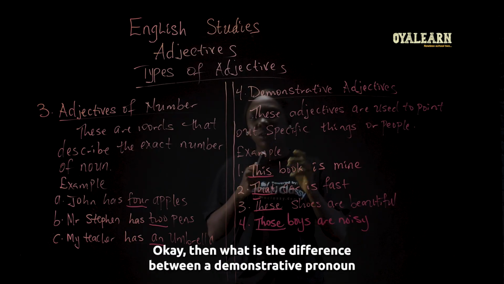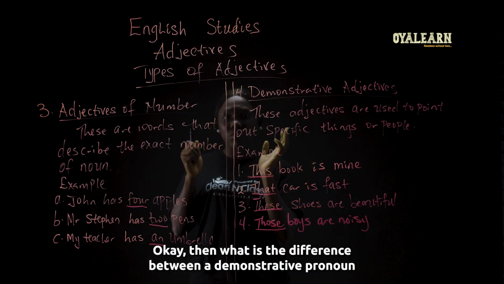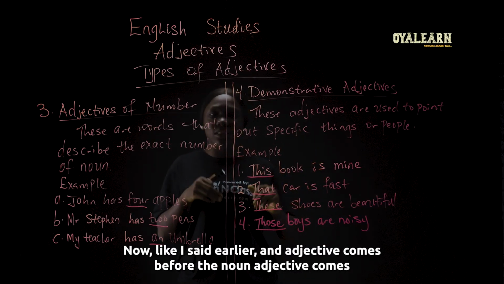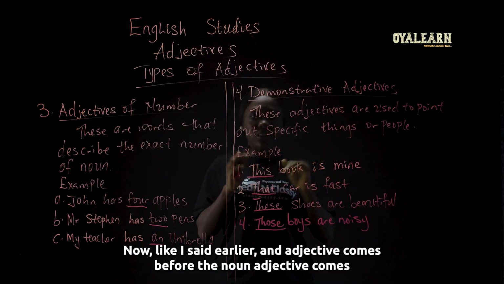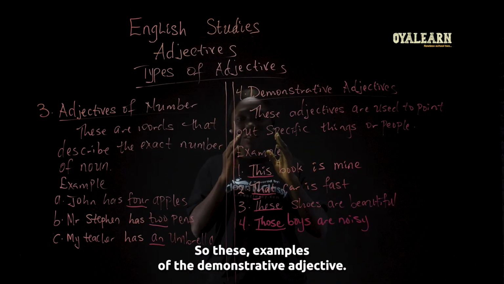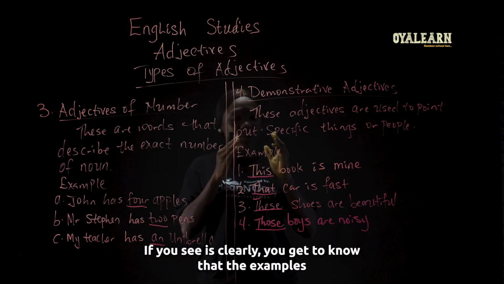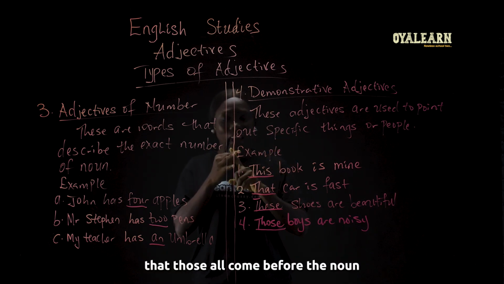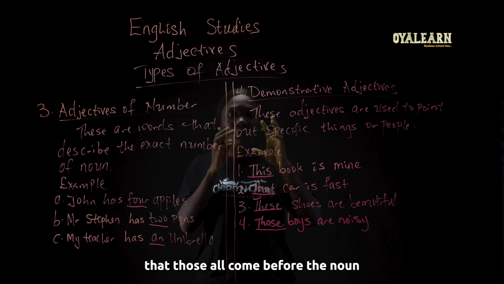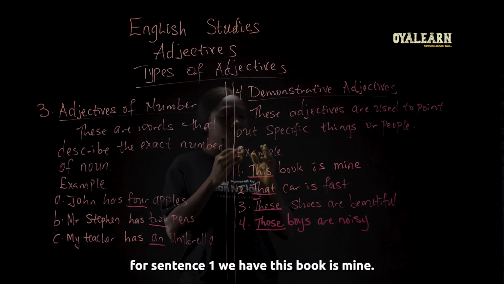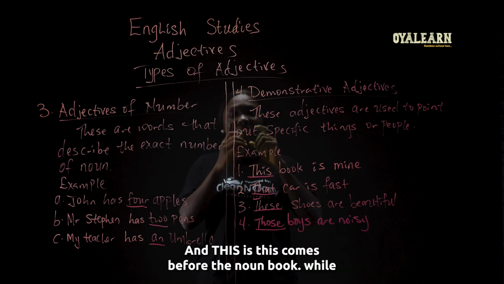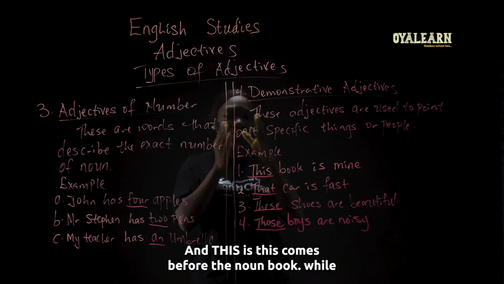Now, I'm sure you'll be wondering, okay, then what is the difference between a demonstrative pronoun and a demonstrative adjective? Like I said earlier, an adjective comes before the noun. If you look at these examples, this, that, those, all come before the noun. For sentence one, we have, this book is mine. The word book is the noun, and this comes before the noun book.